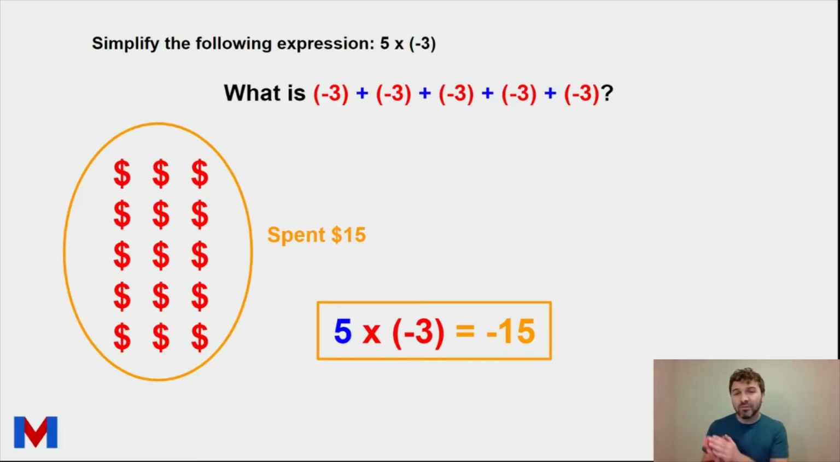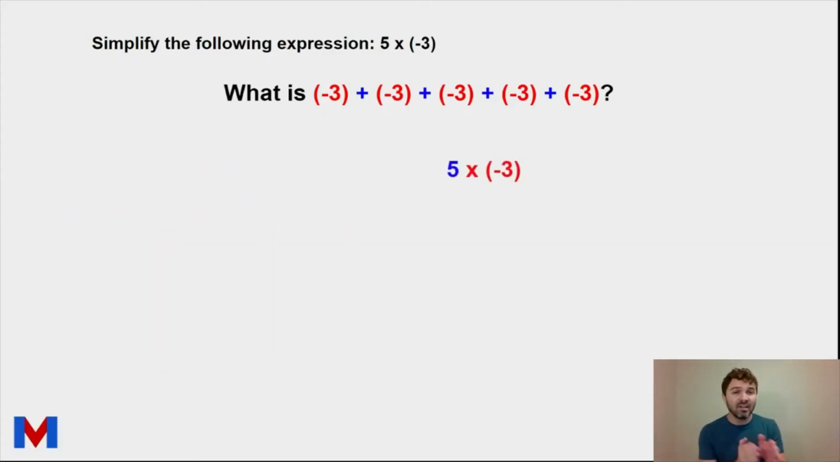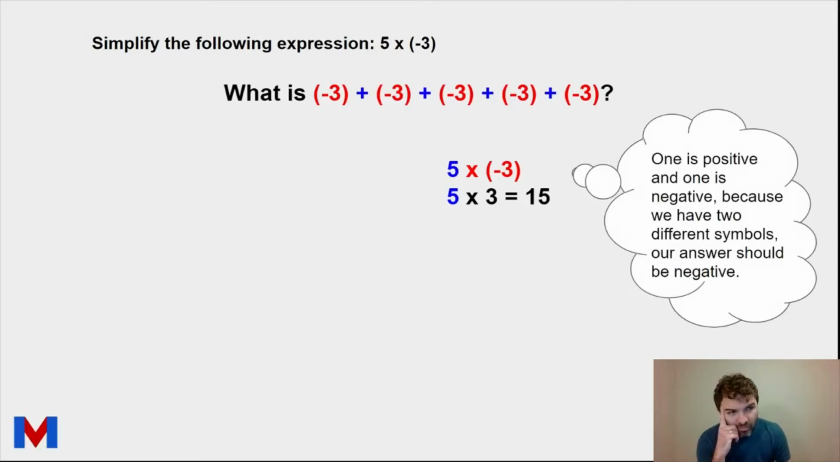That can take a while to do. Let's look at a different method. Let's say we have 5 times negative 3. Let's just take the positive values, 5 times 3, which we know how to do. 5 times 3 is 15. And then we're going to think about this here. We have 1 positive and 1 negative. But because we have 2 different symbols here, our answer is going to be negative. And you may be like, well, why? That doesn't make sense.